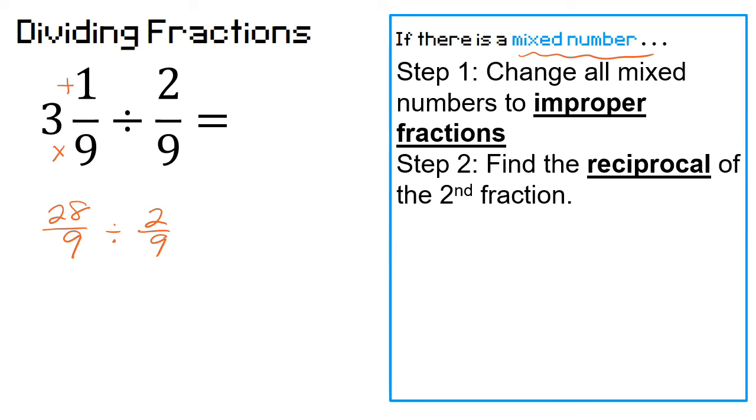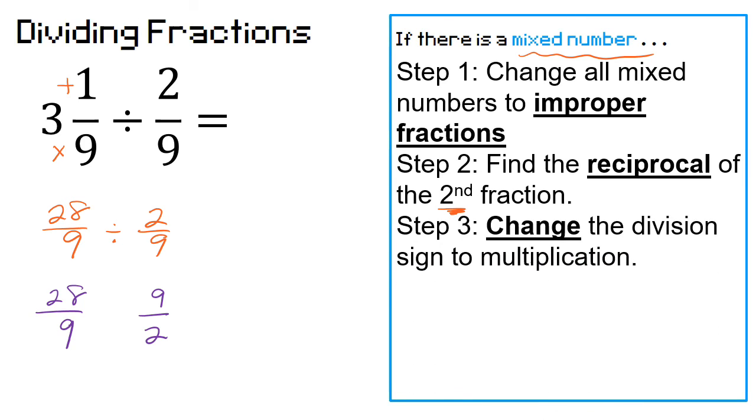And our second step is we're going to find the reciprocal of the second fraction here. So our second fraction, let's go ahead and rewrite this now. So when we go ahead and rewrite this, let's go ahead and write 28/9. The reciprocal of 2/9 is 9/2. Our third step is we're going to change the division sign to multiplication. And now let's solve it.